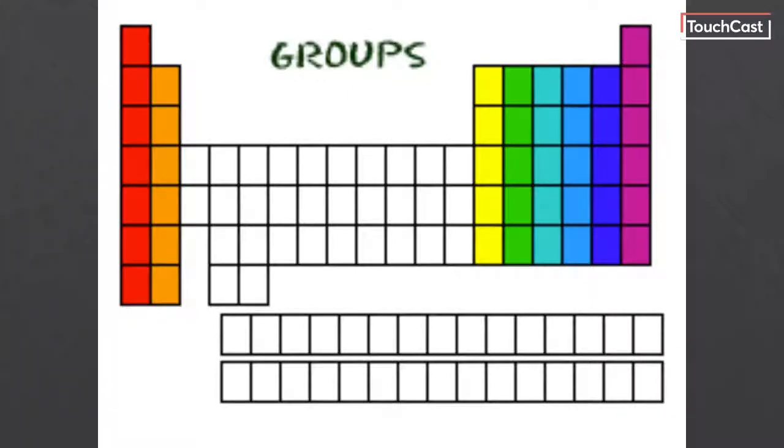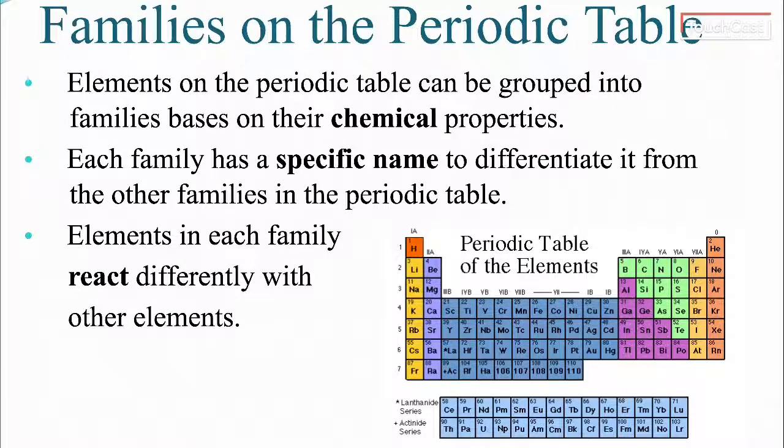All right, ladies and gentlemen, we're going to be talking about groups on the periodic table. And you have a blank periodic table that kind of looks like this. The only difference is yours probably doesn't have the horizontal lines that are going across. We are going to label these groups together. So let's get going. So basically, the groups are also known as families.